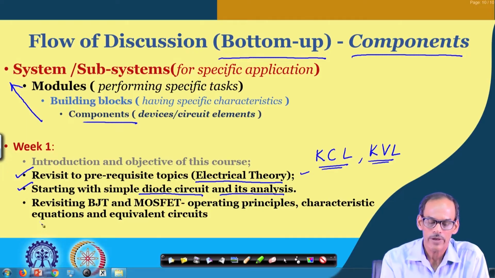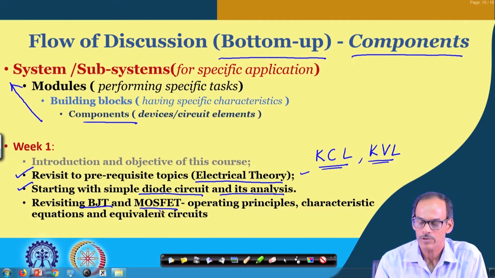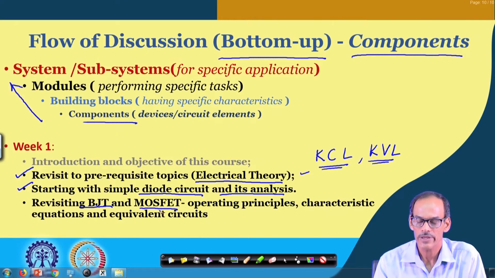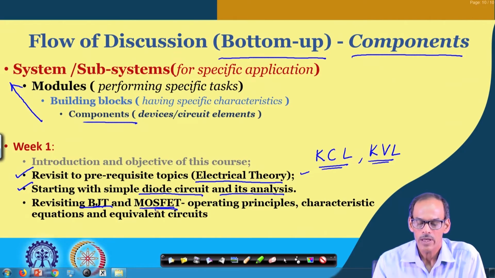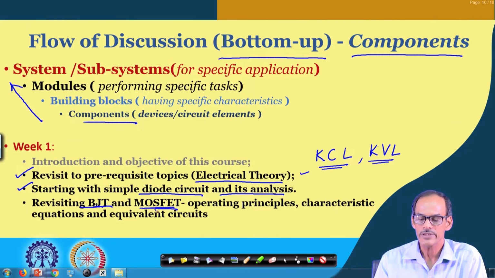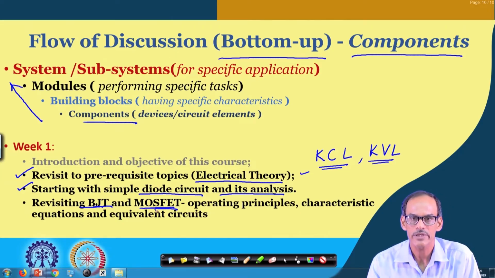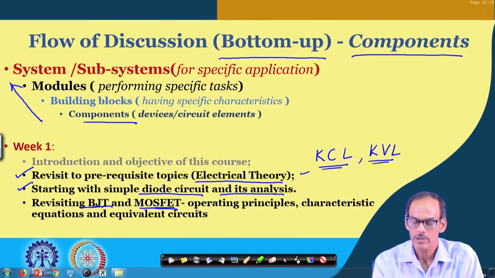And then after the diode, we will also cover the other nonlinear devices, to be more precise the active devices, namely the bipolar junction transistor and MOSFET transistors. There are other transistors, but of course, these two are quite dominant in the present context. So, our focus will be only on these devices.